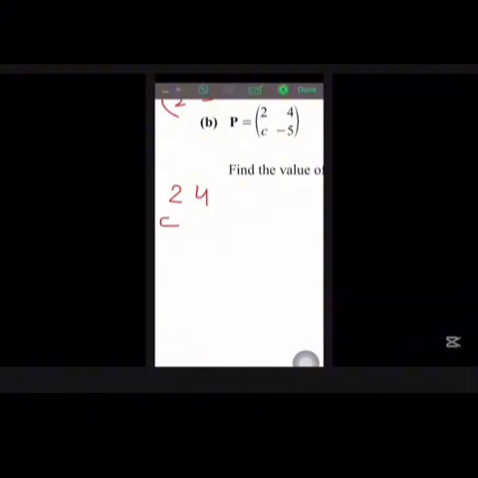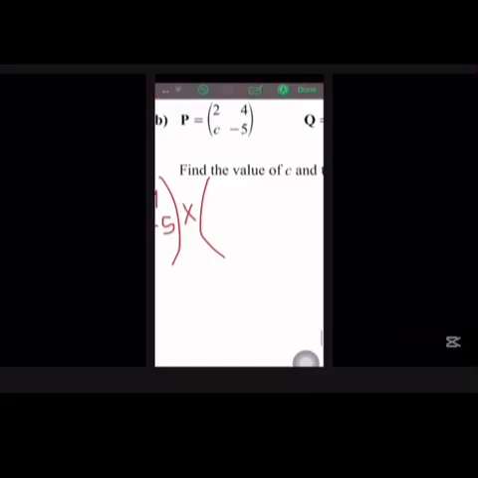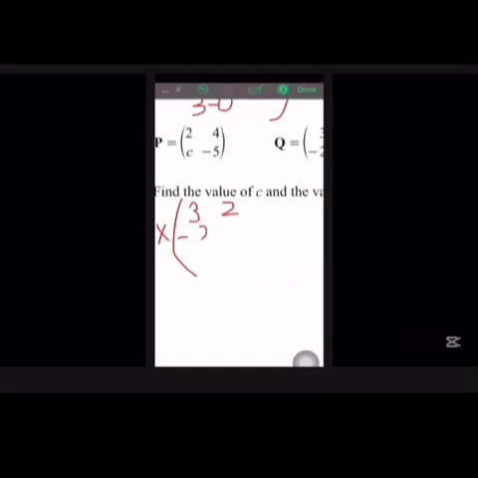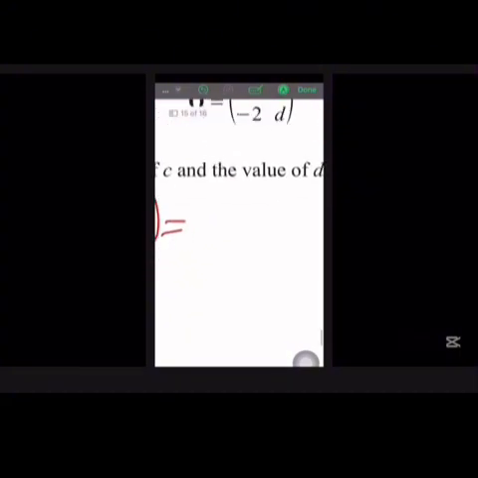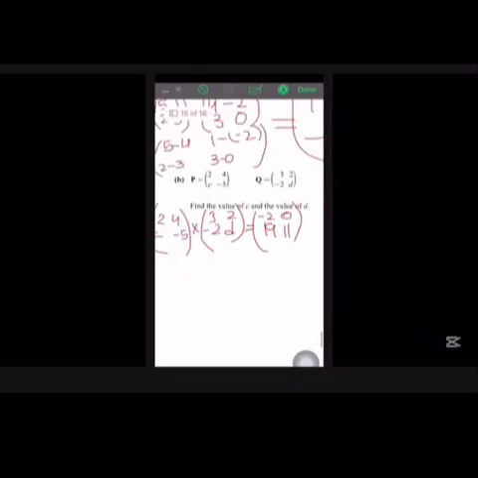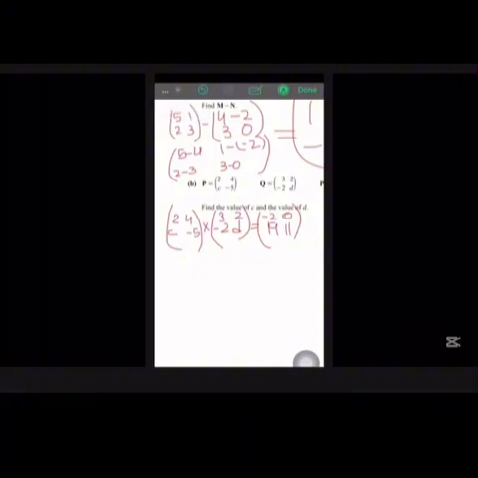So for this question, what we'll do is we have to find out the value of C and D. 2, 4, C minus 5, and Q is multiplied by Q, which is 3, 2 minus 2 and D, and is equals to minus 2, 0, 19 and 11, right? This is our equation. Now the rows are going to multiply with the columns. So this is the rule, right? We'll write it like this.